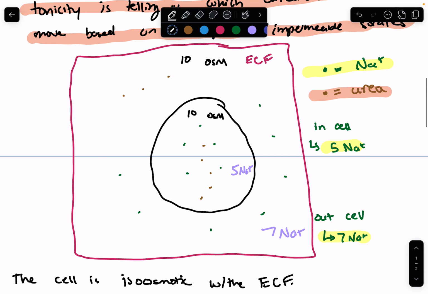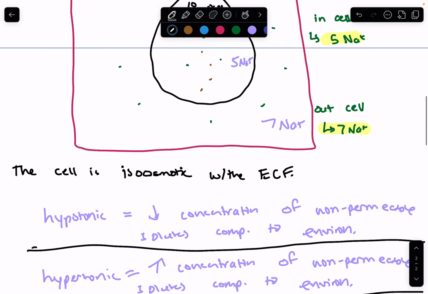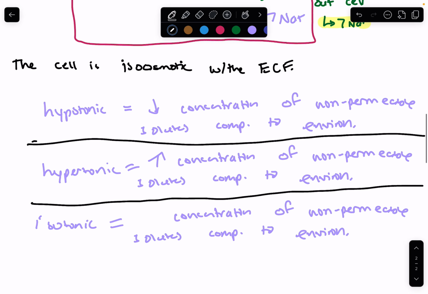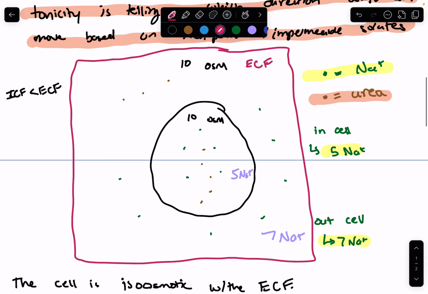Now, based off of that, in this case, this is like your Bio 1 type of an example. Inside the cell, we have 5 units of non-permeable solute. And then the outside, we have 7, which means that the ICF is less than the ECF. And if we go back to our statements, which one does this match with? Hypotonic, right? So the cell is hypotonic to the environment.